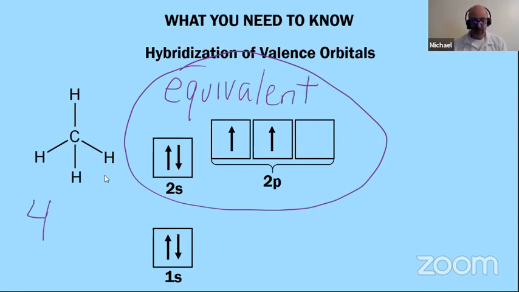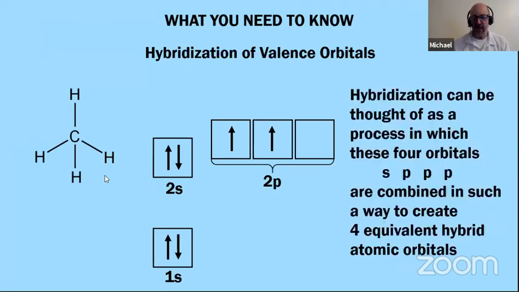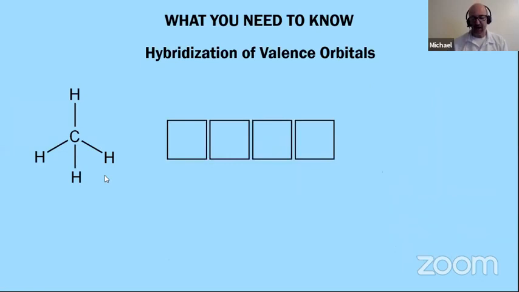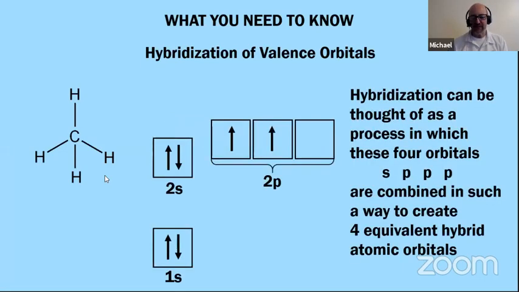And the answer is no, they don't. And in fact, that's what hybridization is all about. Hybridization can be thought of as a process in which these 4 orbitals, s, and then 3 p orbitals, are combined in such a way to make 4 equivalent hybrid atomic orbitals for bonding purposes.